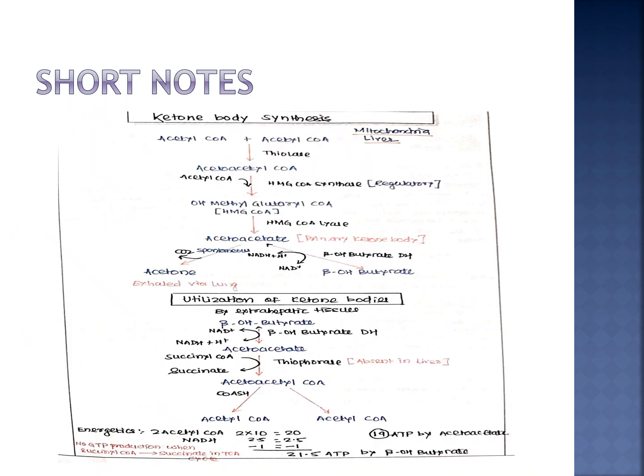So here, the excess acetyl-CoA is involved in the formation of ketone bodies. So these are the simple steps to memorize ketone body synthesis and utilization of ketone bodies. So finally, 21.5 ATPs are produced by beta hydroxybutyrate, 19 ATPs are produced by acetone.